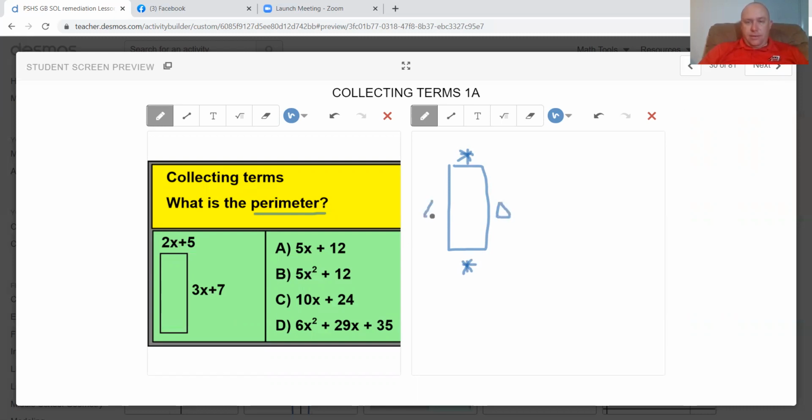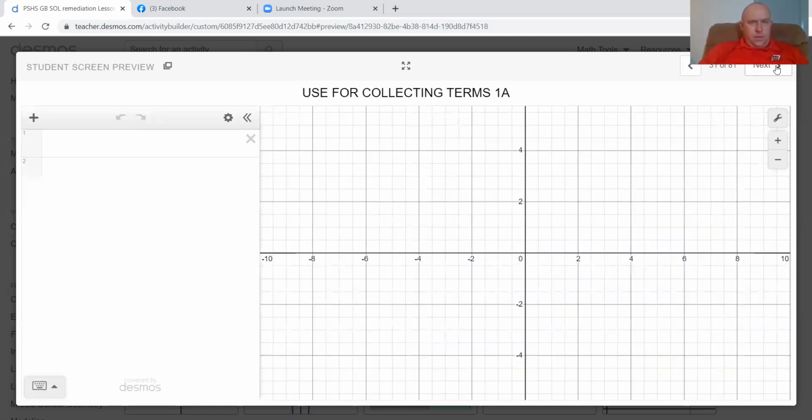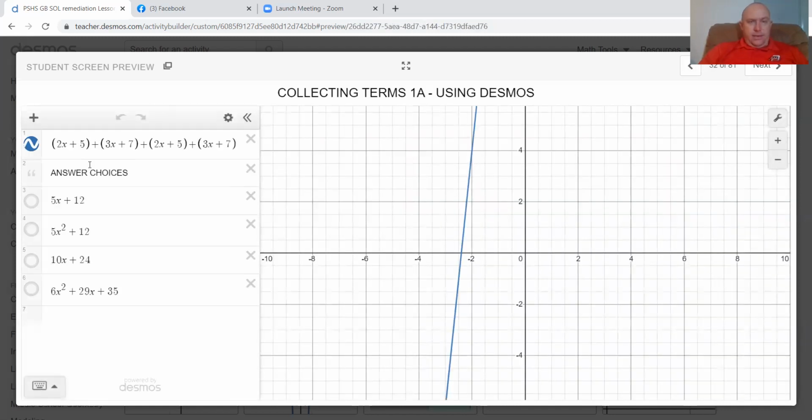So on the right-hand side, we also know that this side here would also be 3x plus 7. And we know this is 2x plus 5. And then we can just go ahead and add all the terms together. So if you write them all out, you can do it like this. Here we go. So this will make it a little easier for us to do.